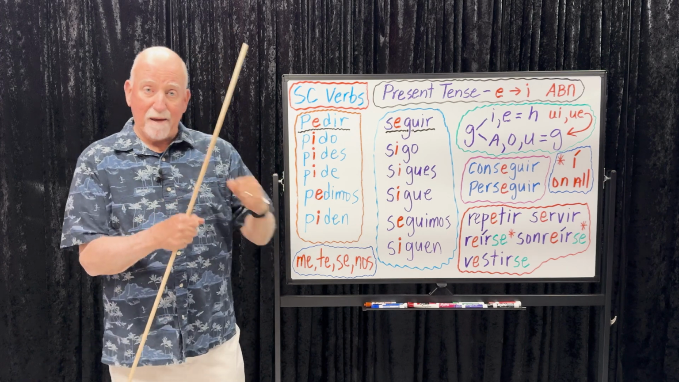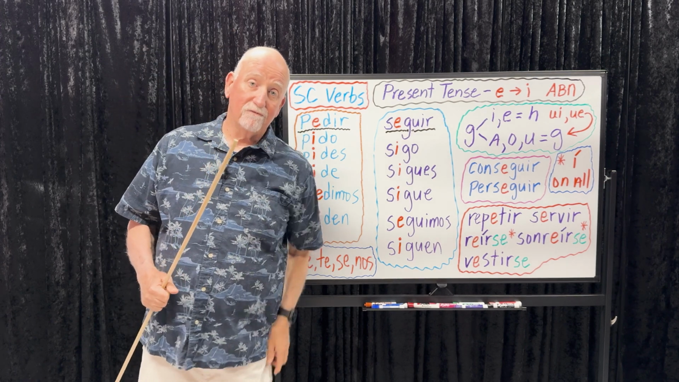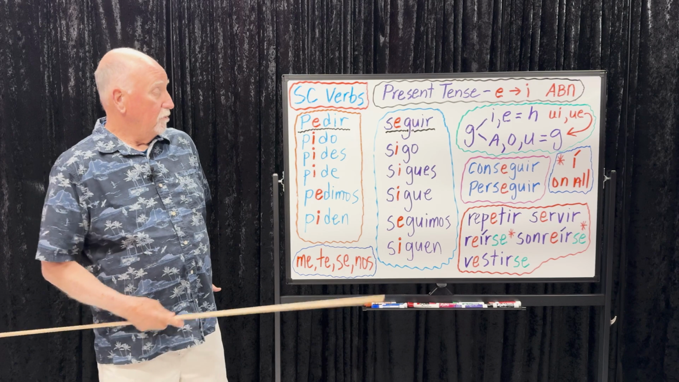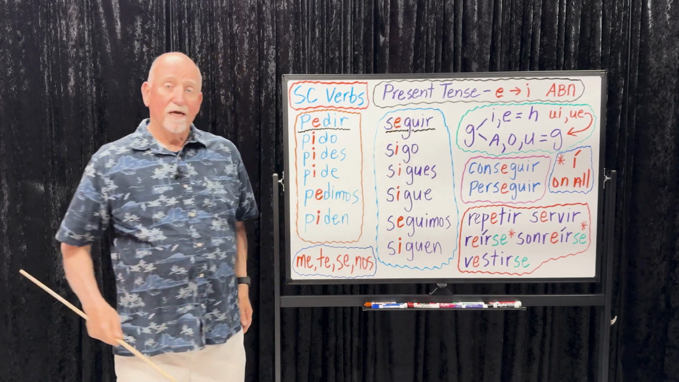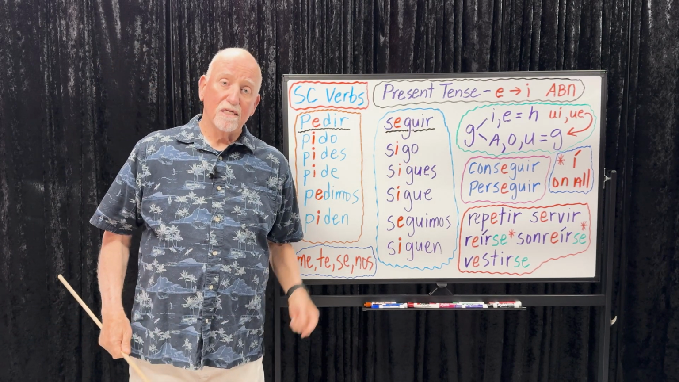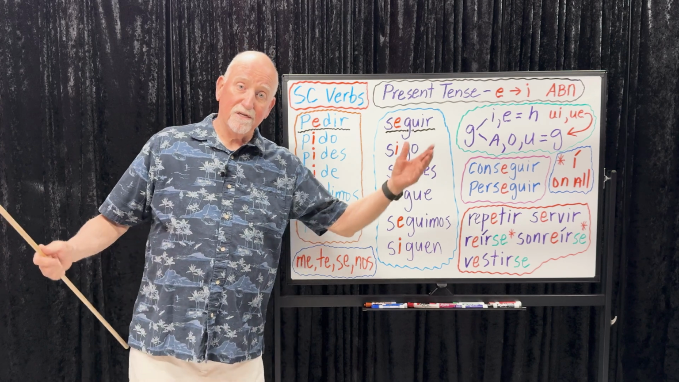All right, bam, bam, bam. We've taken care of seguir. We understand the soft G and the hard G. How do you make a soft G hard? Stick a U in the middle of it. That's how you do it.